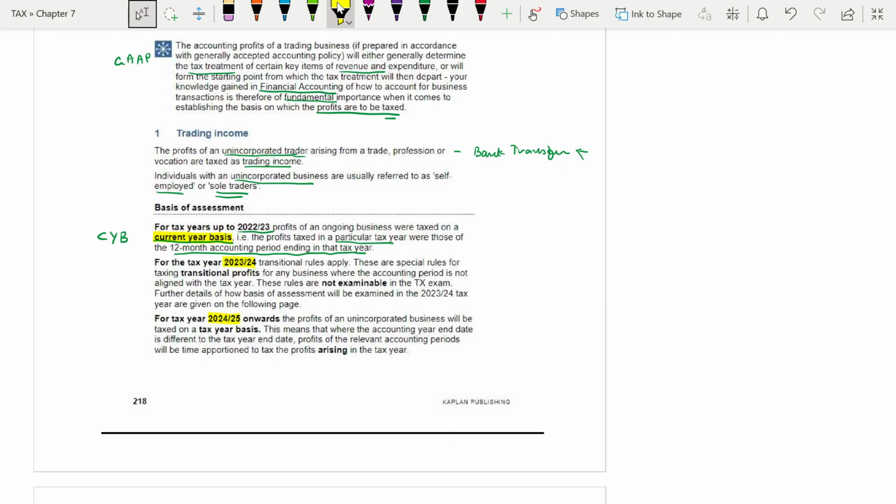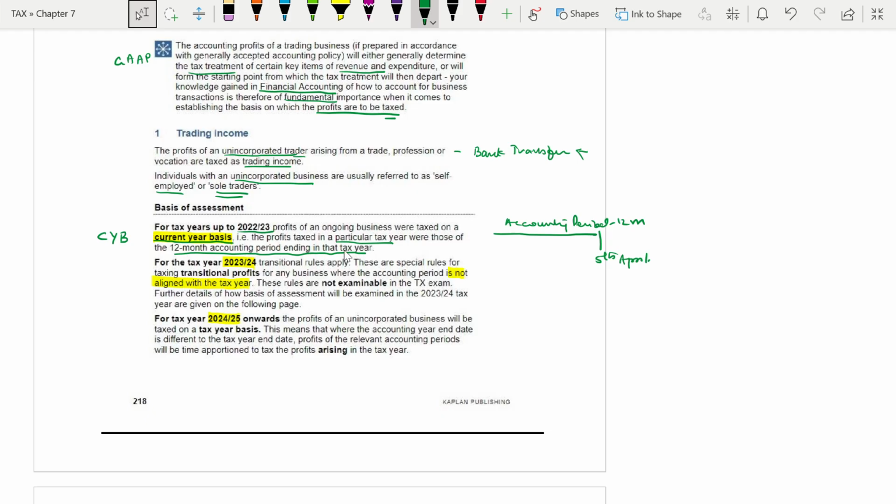Transitional rules apply. The basis is that this is for the ongoing business. For the tax year 23-24, there are special rules for transitional profits, for any business where the accounting period is not aligned with the tax year. The accounting period of 12 months ends in that tax year, which means it will end by the 5th April. Initially, it takes a little time to understand this.